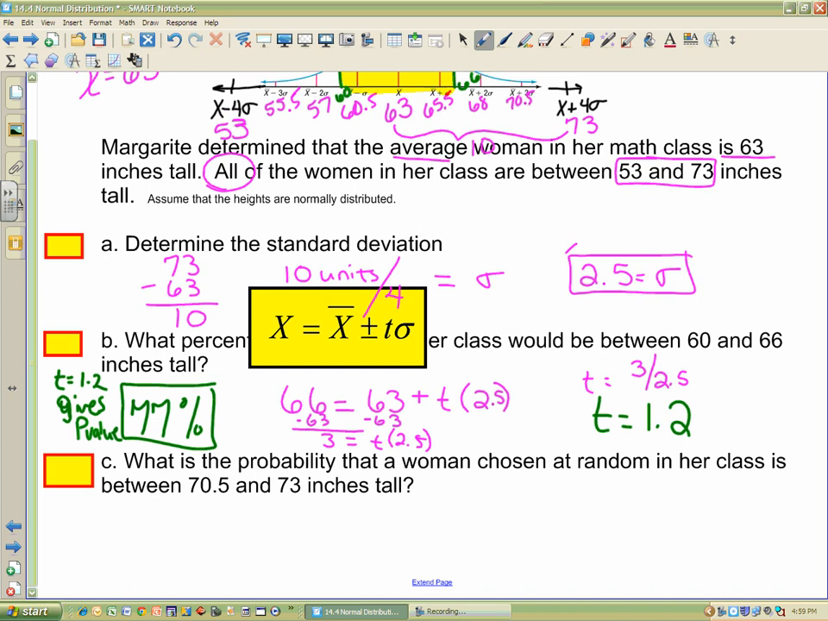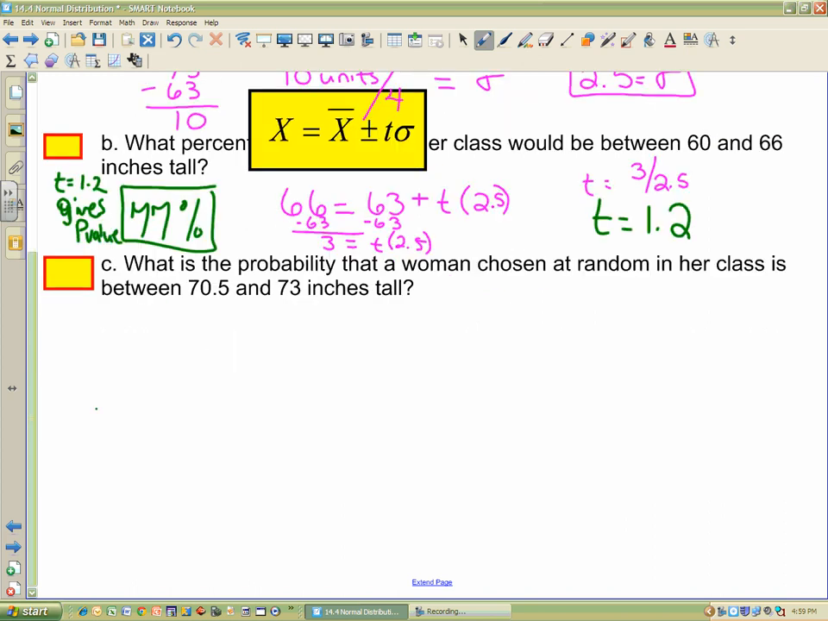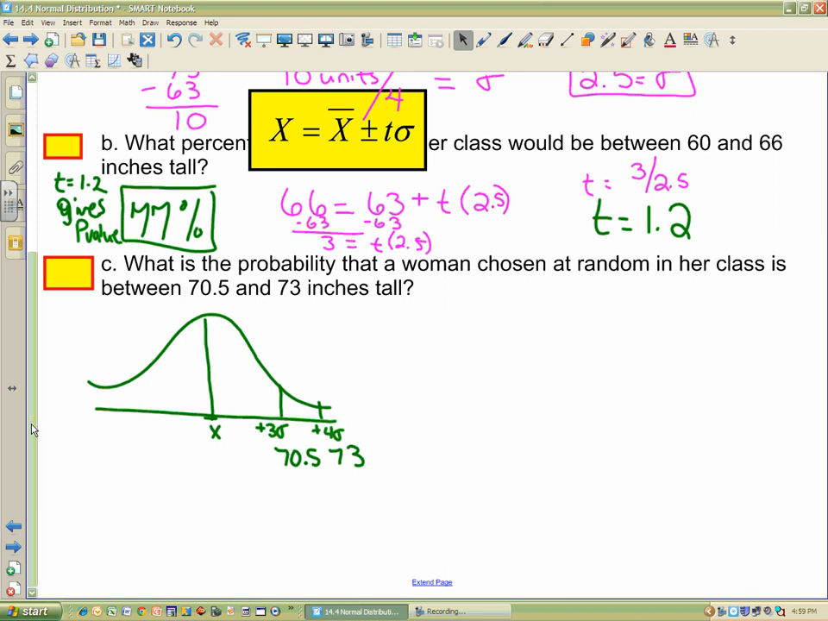Lastly, what is the probability that a woman chosen at random in her class is between 70.5 and 73 inches tall? So they're looking for this area out here. I'm going to give you a new sketch on that. That was between 3 and 4 standard deviations. So 3 standard deviations above the mean. So x bar plus 3 standard deviations, and then this one was plus 4 standard deviations, got us to 70.5 and the 73. And they want to know what's the probability, or basically what percentage lies in that region.